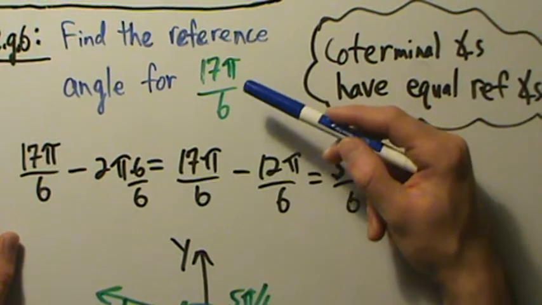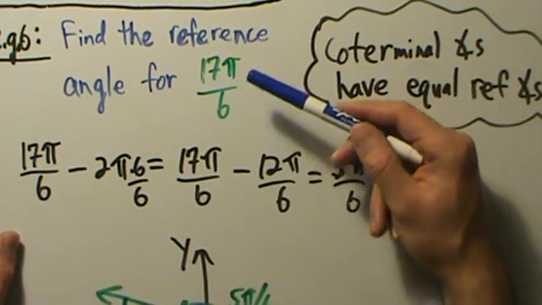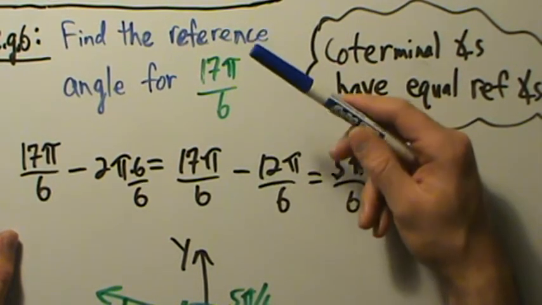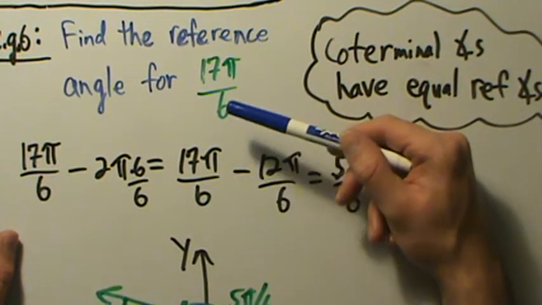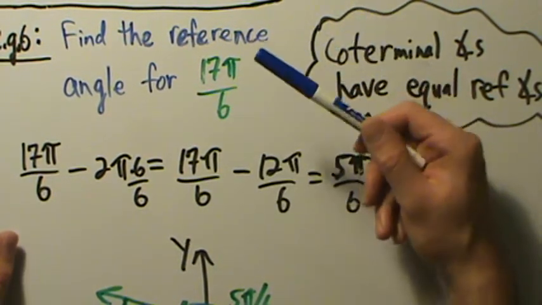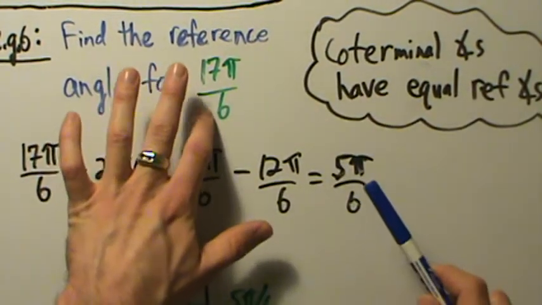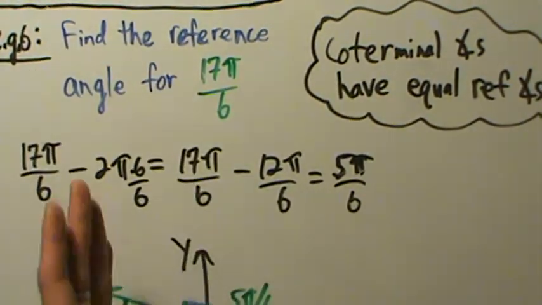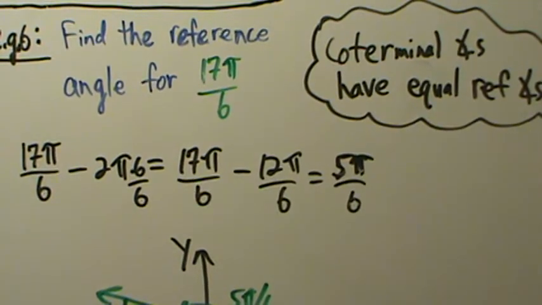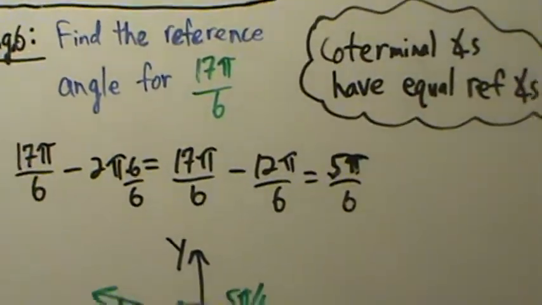So like 15 pi over 4, the reference angle is pi over 4. For 19 pi over 6, the reference angle is pi over 6. For 23 pi over 3, the reference angle is pi over 3. But remember, that only works for stuff like over 6, over 4, over 3. For other types of angles, which we'll do in the next example in the next video, it's not always going to work like that. But anyway, for example 6, the answer is pi over 6.